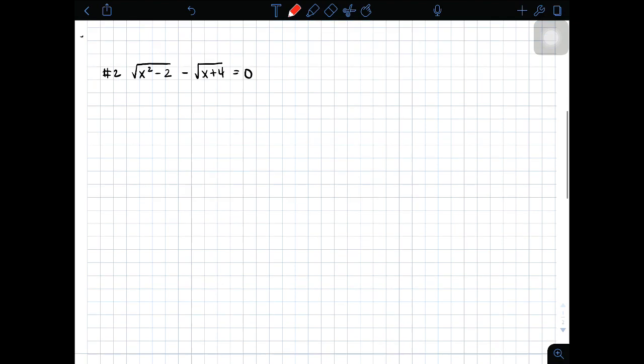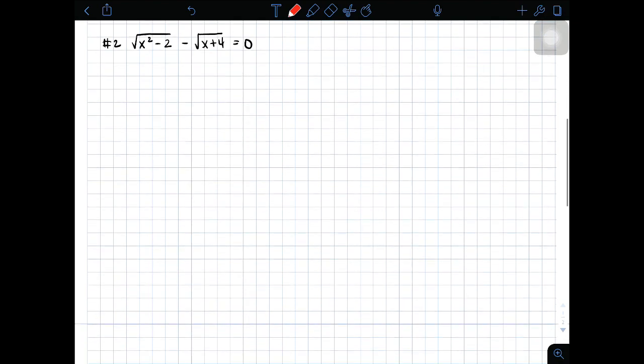Now let's proceed with item number 2. So as you can see, in our first term, we have the quadratic term. So don't worry, this one is not that difficult. First thing you need to do is to isolate the radicals. So we have the square root of x squared minus 2 is equal to square root of x plus 4. As you can see, we transposed this term to the other side of the equation, so it became positive.